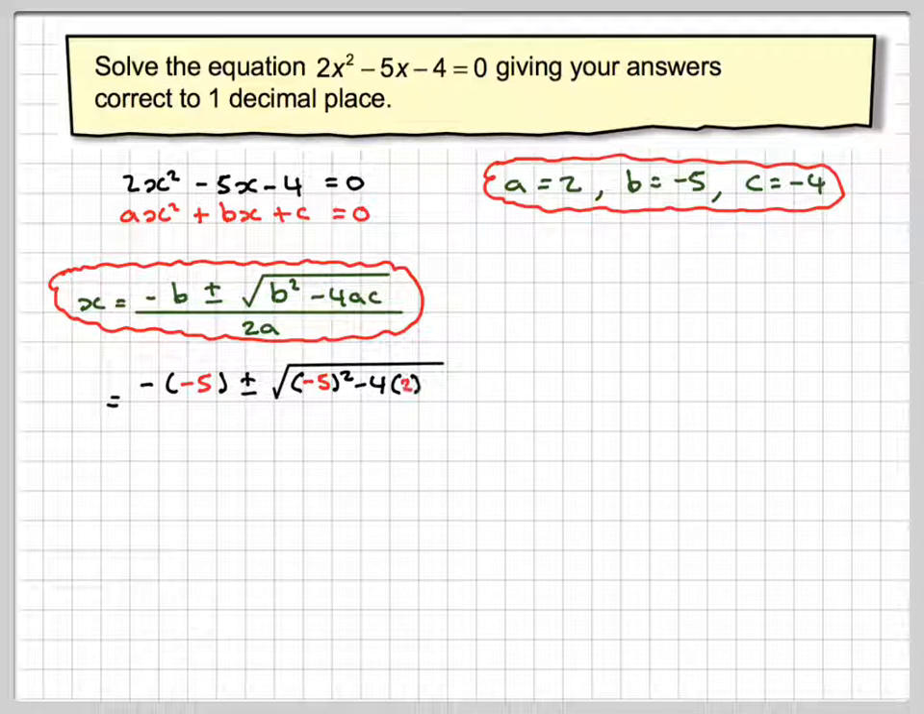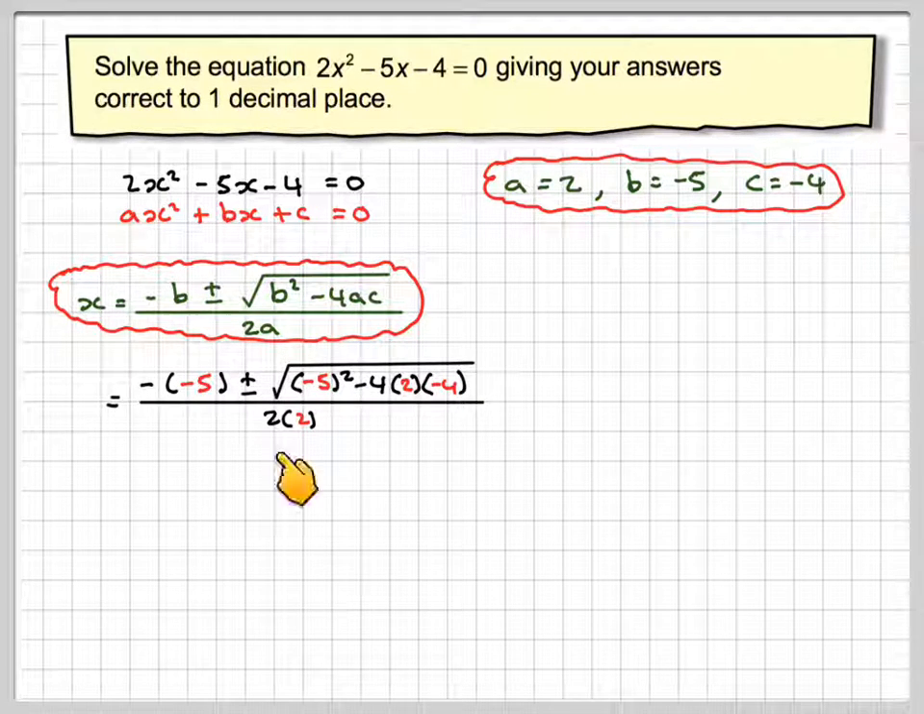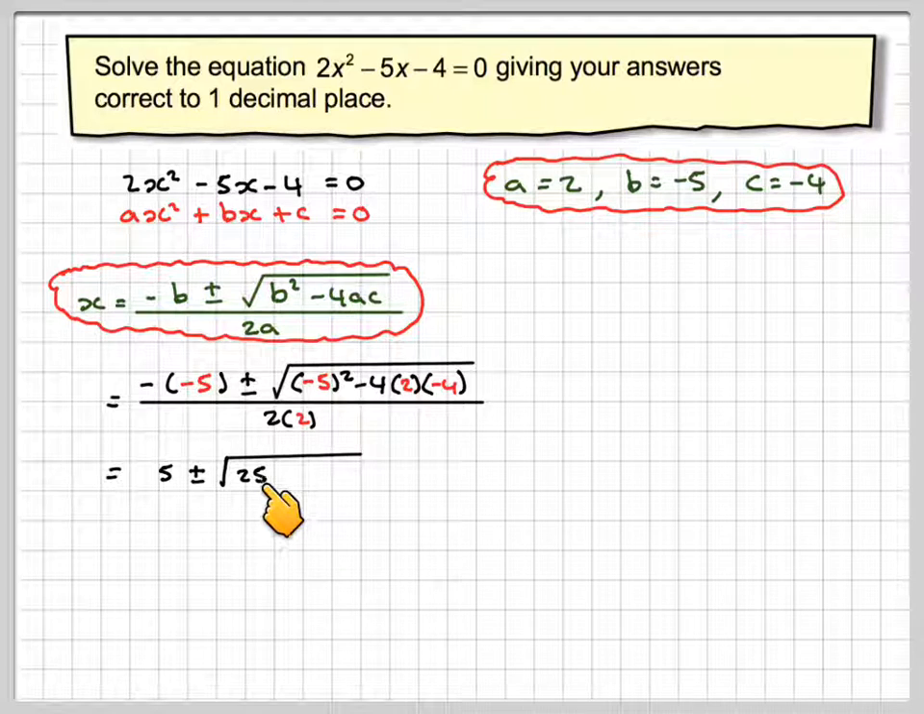Minus 4 times a, which is 2, times c, which is minus 4. Again, carefully substitute in with brackets, being careful with the minus signs, all divided by 2 times a, which is 2 times 2. Minus minus 5 is 5, plus or minus, minus 5 squared is plus 25. Minus 4 times 2 times minus 4 is plus 32, divided by 4.